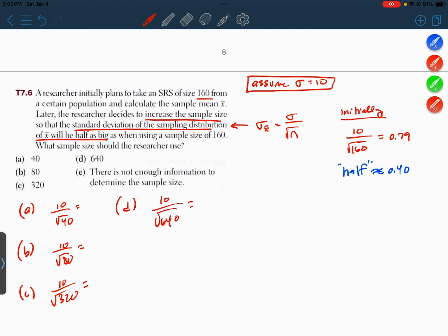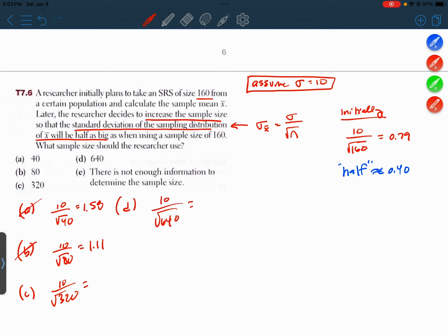All right, so let's try the first one. 10 divided by root 40 is 1.58. That's actually bigger, not smaller. And that kind of makes sense, right? We're dividing by a smaller number here. So A is not the correct answer. Let's try 10 divided by root 80. That gives 1.11, which is not half as big. It's bigger than the initial standard deviation.